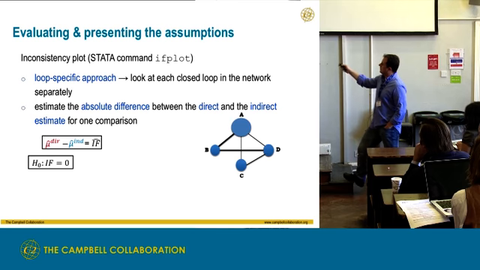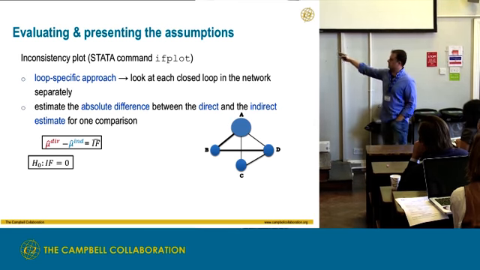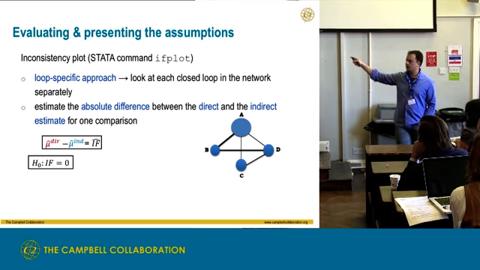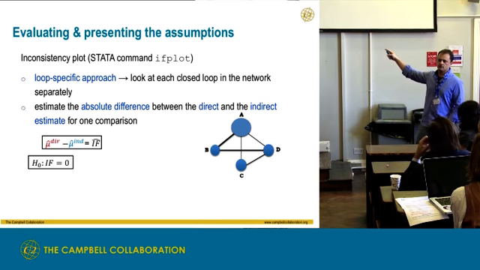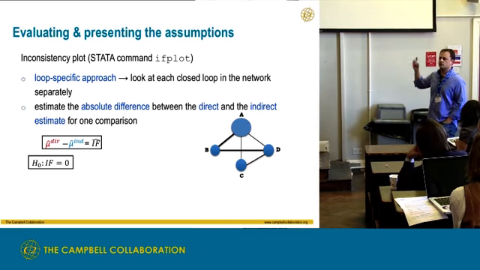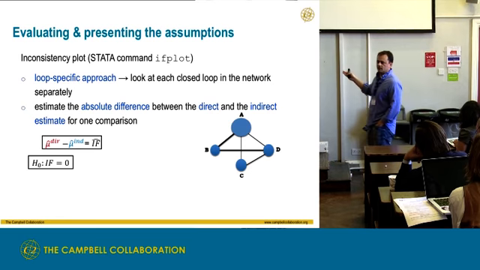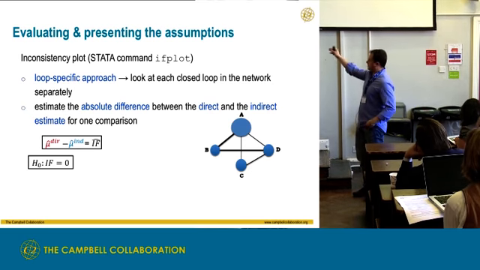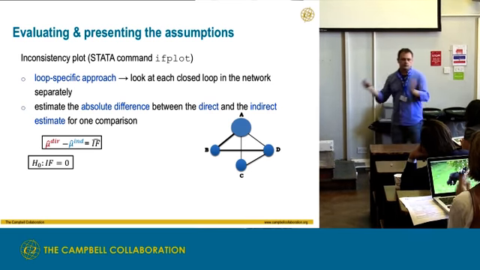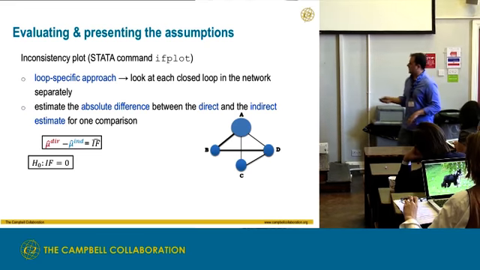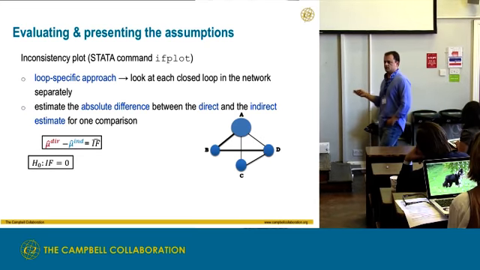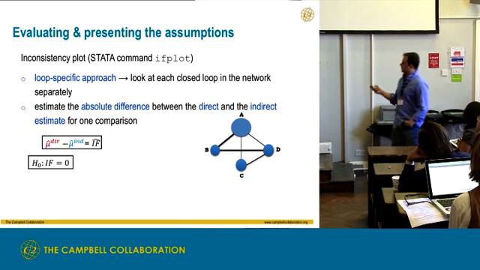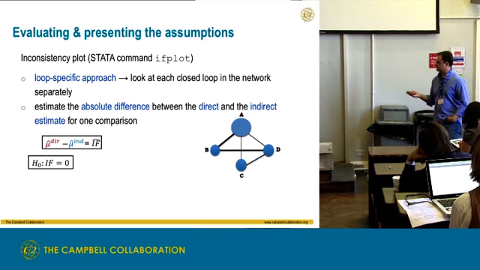I have ABD for sure, ACD. I also have ABCD, but because they are not independent, because the two smaller loops, if you put them together, you get the bigger one. Actually, I need to estimate two inconsistency factors. So actually, I have two triangles.